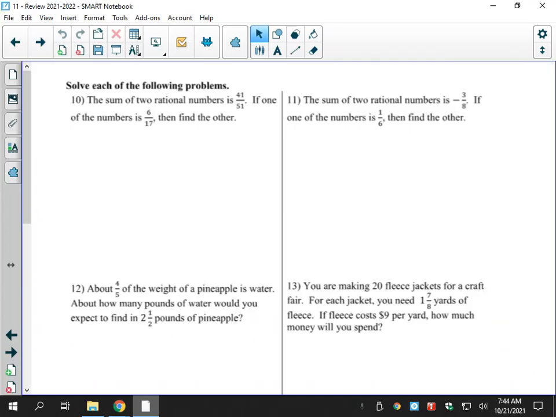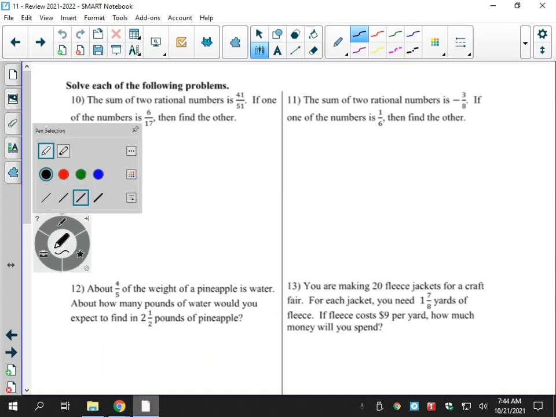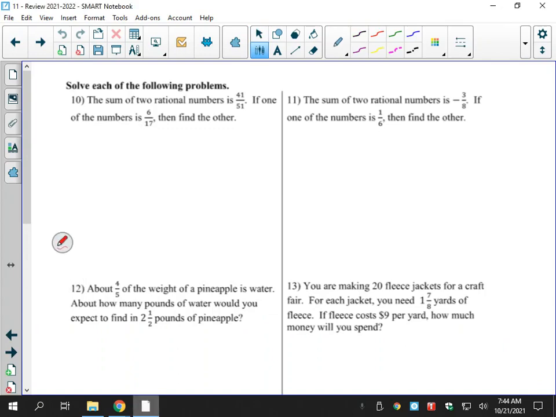On page 4, we're taking a look at our word problems. Number 10, the sort of mystery number problem. The sum of two rational numbers is 41 over 51. If one of the numbers is 6/17, then find the other. So sum, I know we're adding two things, and it's going to equal 41 over 51. If one of the numbers is 6/17, what's the other one?